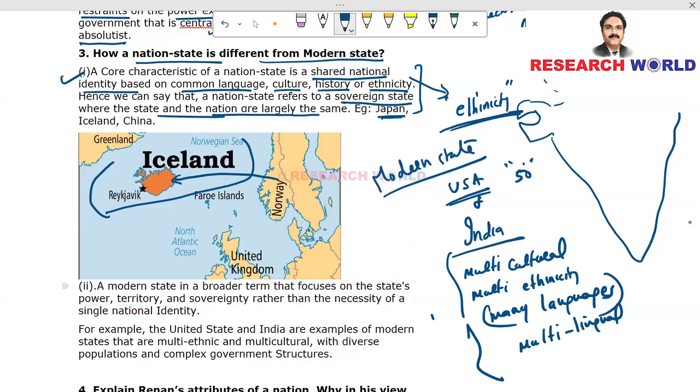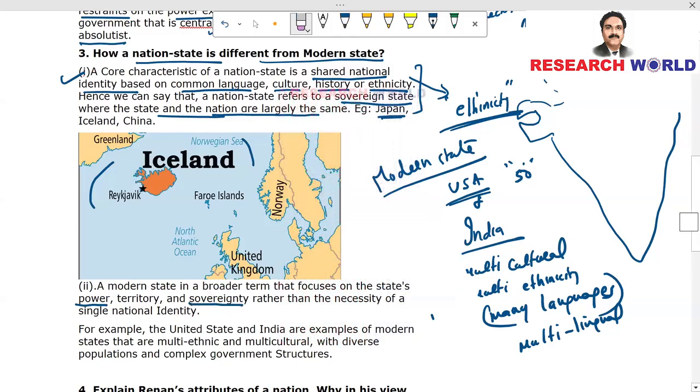and therefore we can say that a modern state, in a broader term, focuses on the state's power, territory, and sovereignty rather than the necessity of a single national identity. You don't need to be from the same ethnicity. You don't need to claim the same culture. You don't need to say that all of you speak the same language. Not necessarily. Okay, where you're talking about the absolute power of the government to exercise their power all over the territory of the country. Okay, and the country is sovereign.